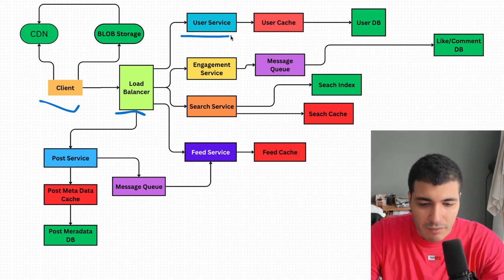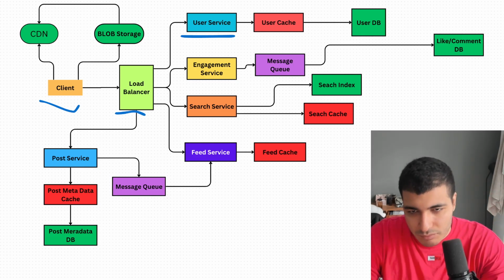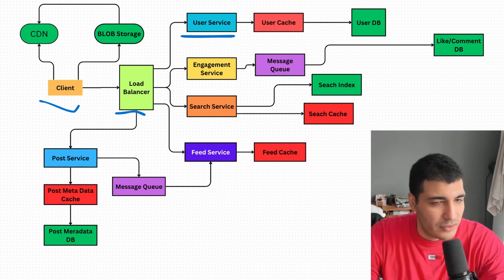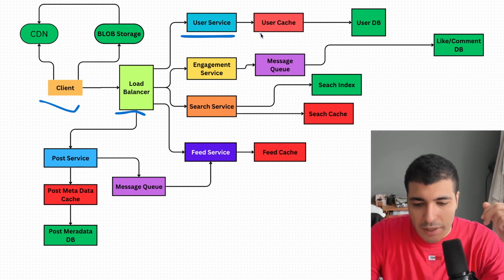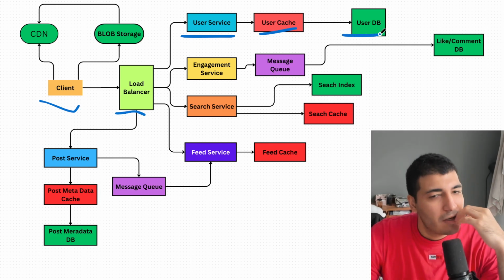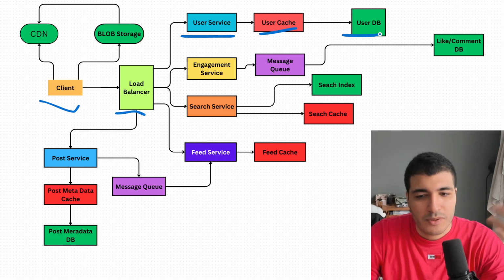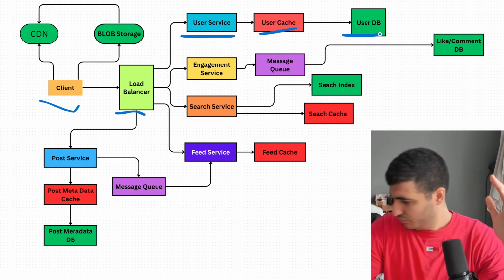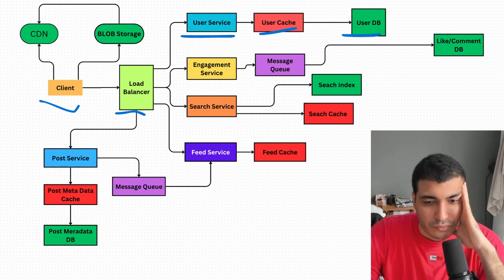Okay, next we have the user service. So the user service will handle user profiles, user profile data, sign-ups, logins, updates, all of those things. It will use a cache. Basically, this cache could be Redis for fast access to user profiles. We have here a user DB. The user DB could be for persistent user information. It could be SQL or NoSQL. I would prefer to use SQL.